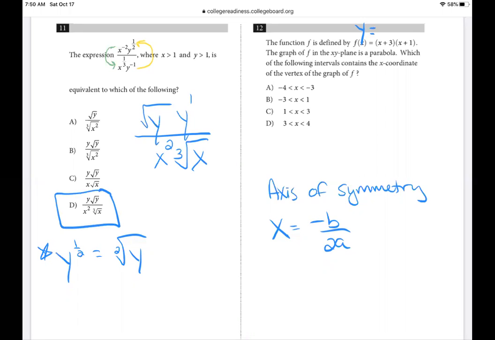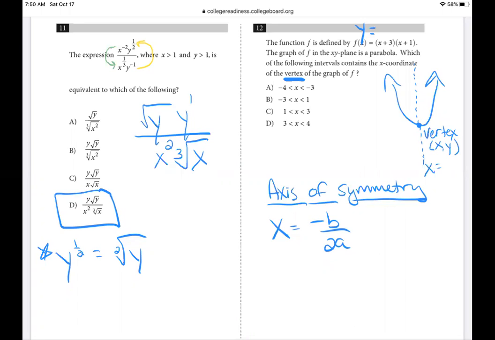Okay. Next one. So we have a quadratic function. They're telling us that the graph is a parabola. Which of the following intervals contains the x-coordinate of the vertex? So quick little review. If you have a parabola, the axis of symmetry is that vertical line that cuts your parabola in half to make it symmetrical. So that's what we have the formula for, which is where the vertex is, right? The vertex is the minimum or maximum of your parabola. So we would need to know the axis of symmetry in order to have the x value for the vertex point, okay?